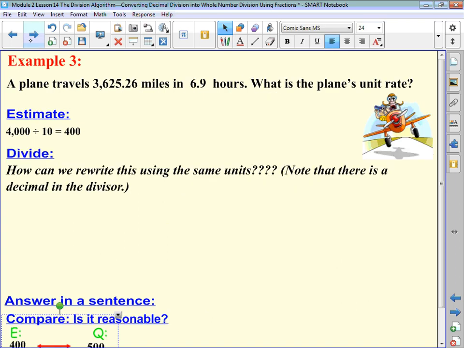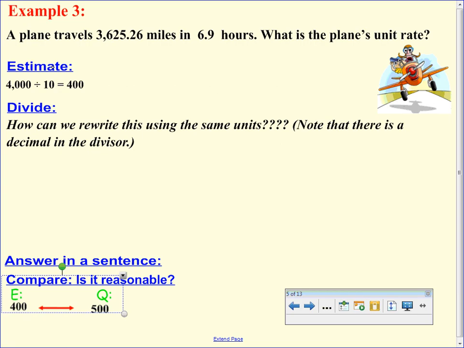All right, we're going to skip example 2 and move to example 3. Take a look at the board, and that's what I need to see on your homework. What's written in blue? Estimate, divide, answer in a sentence, and compare. Those are the 4 things that I want written down in your notes and on your homework.